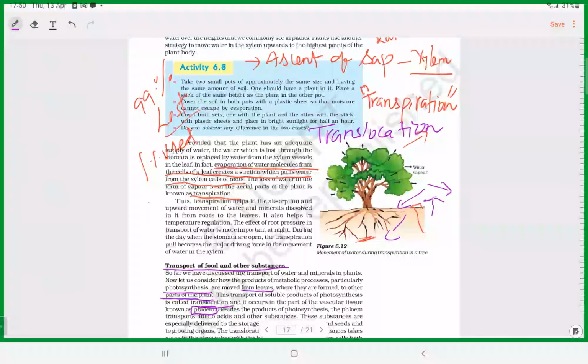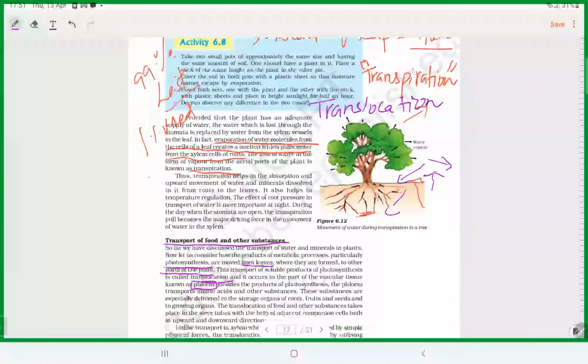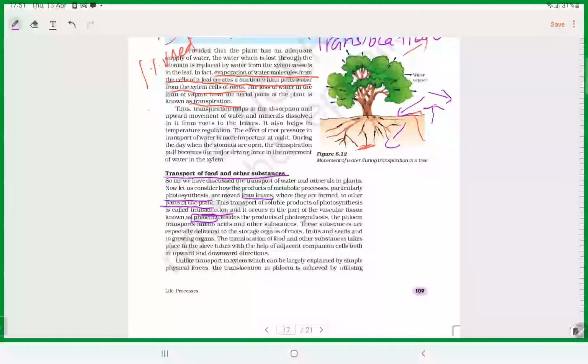through xylem and phloem. The processes are called what? Ascent of sap from root to aerial parts of the plant through xylem. Translocation from leaf to all parts of the plant through phloem. These are the main conduction and transportation systems in plants. You should know that xylem and phloem are the conduction system, the vascular tissues. What are the elements of xylem and phloem?